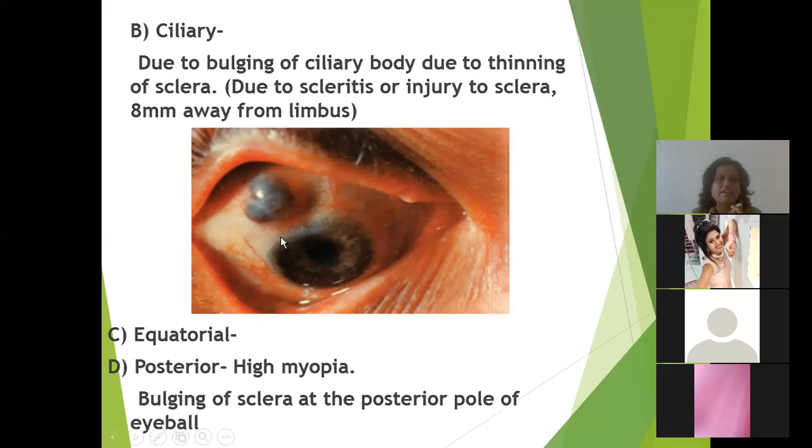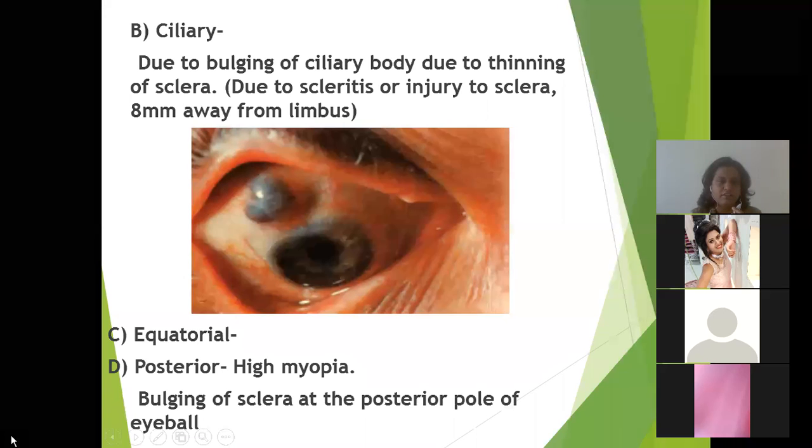So, this is a diagram of a ciliary staphyloma. In that we can see how there is a bulging of the ciliary body, and due to thinning of the sclera, the ciliary staphyloma is there. C is equatorial and D is posterior, that is, in high myopia.